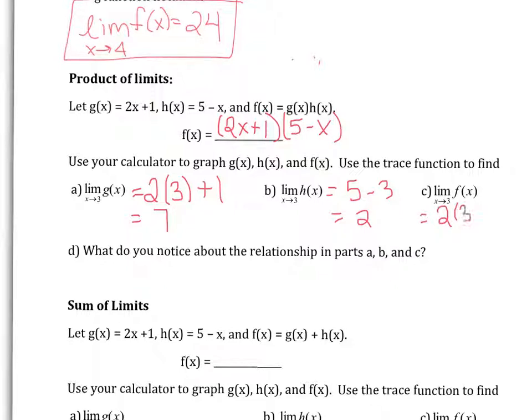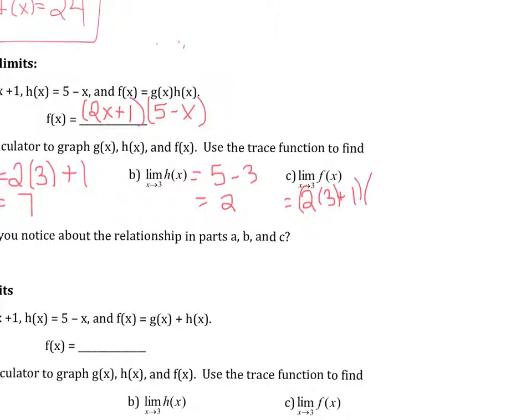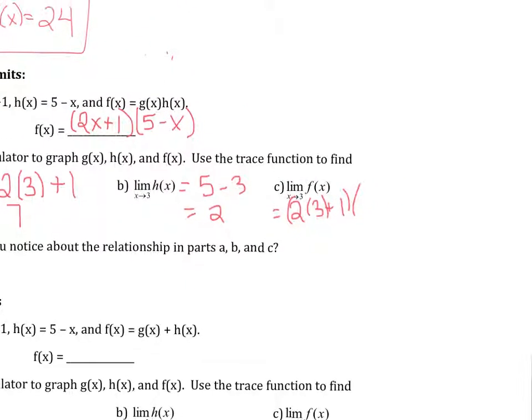And if I did it for f, I would get 2 times 3 plus 1, times 5 minus 3, okay? So if you did that, 2 times 3 is 6, plus 1 is 7, 7 times 2 is 14.